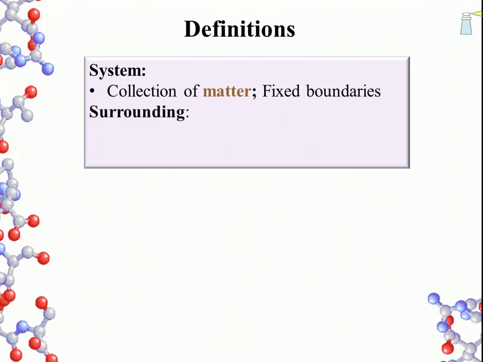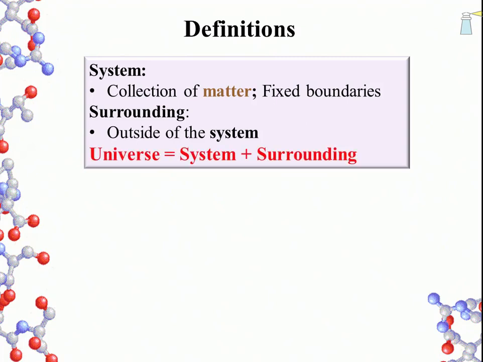Contrast system with the term surrounding. It is everything outside of the system. Any piece of matter is either in the system or it is in the surrounding. As such, the universe is composed of the system and the surroundings. What determines the type of system is whether energy or matter can be transferred between the system and the surroundings.